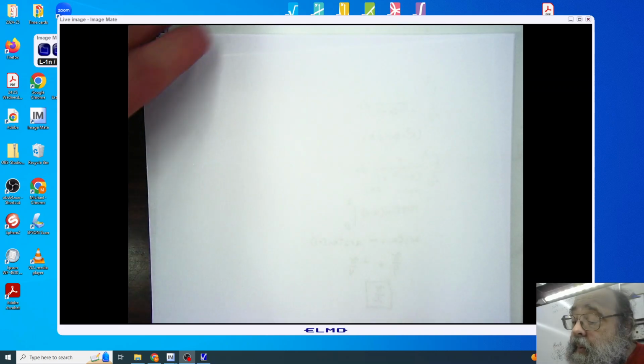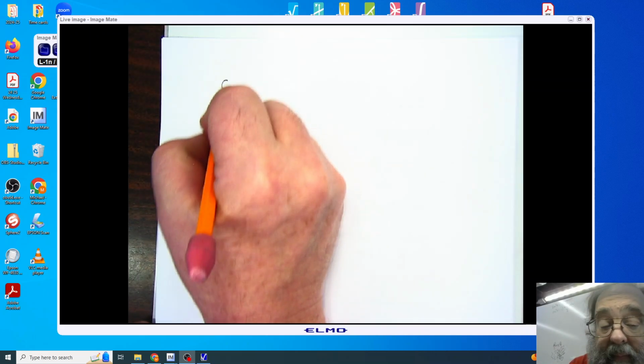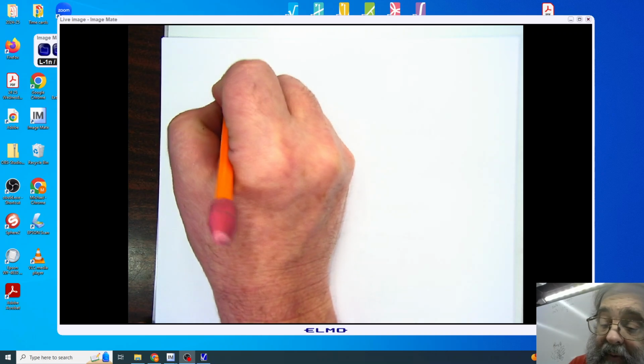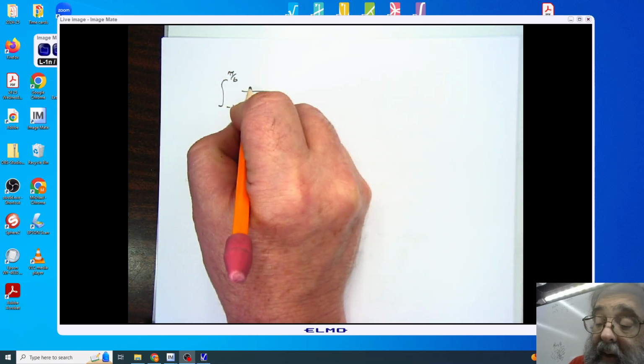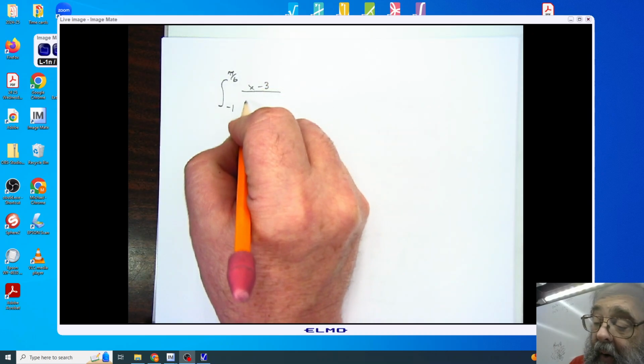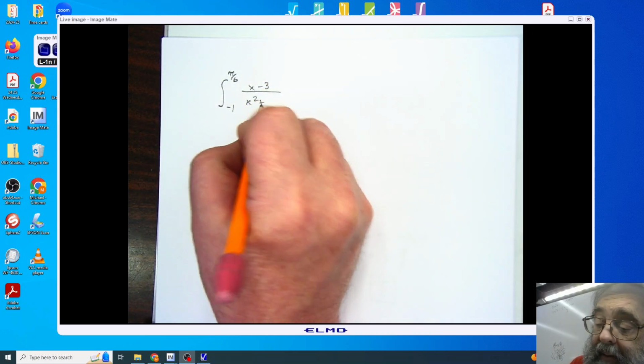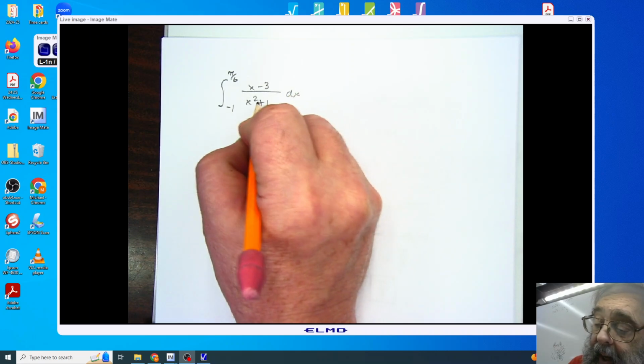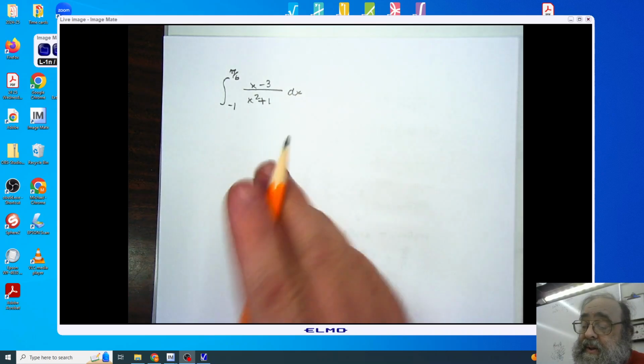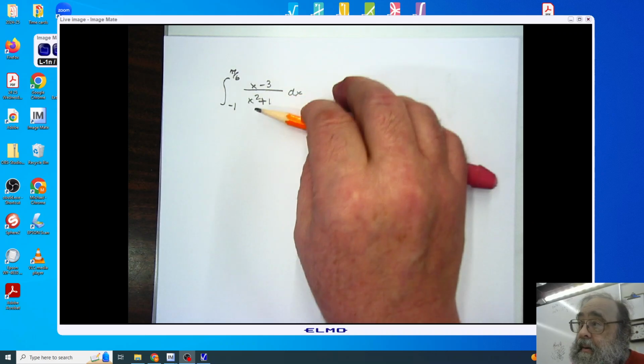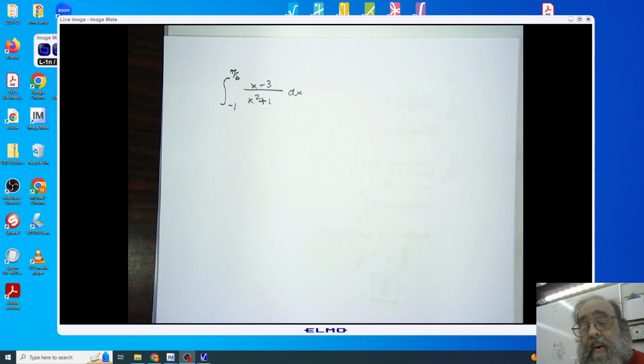This then brings me to number 13. Number 13 is working with the integration from negative 1 to pi over 6 of x minus 3 over x squared plus 1 dx. And in this problem, what you'll notice is that the power is dropping by 1. When the power drops by 1, we're going to be looking at a u substitution.